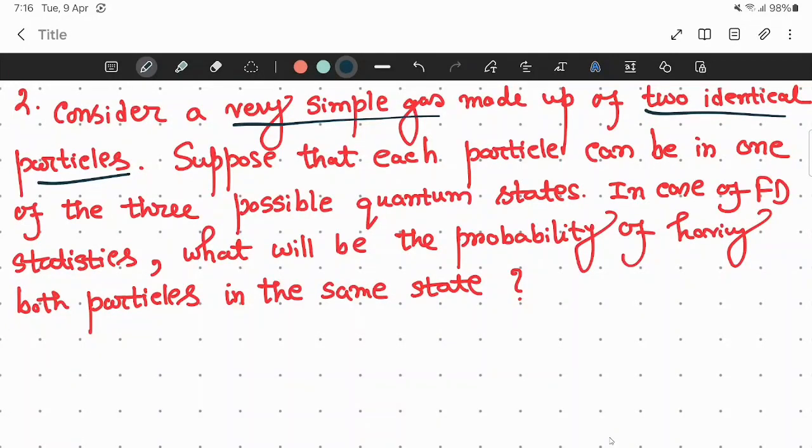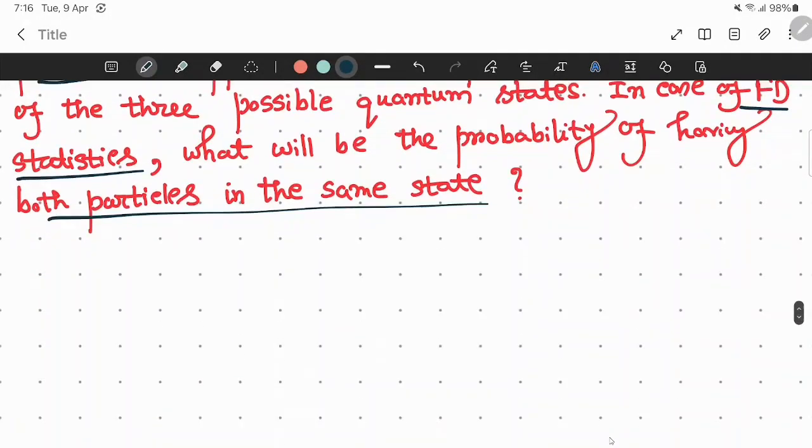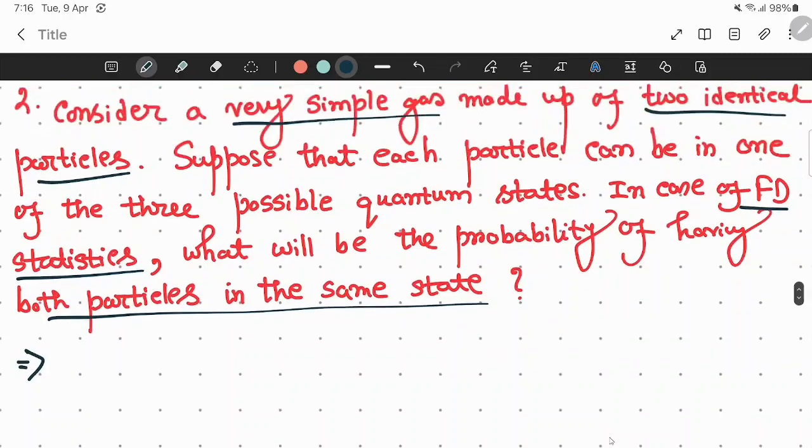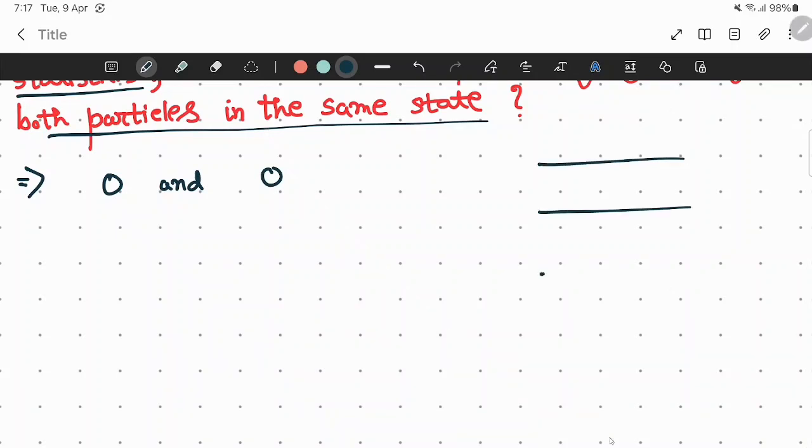Now, those particles are essentially following the Fermi-Dirac statistics, meaning the particles are fermions. What will be the probability of having both particles in the same state? How many energy levels are there? Three possible quantum states. So you have two particles, let's say this and this. Because these are Fermi-Dirac particles, they are quantum mechanical particles, so you can't distinguish these particles. And there are three essential energy levels. Now, what will be the probability of having both particles in the same energy level?